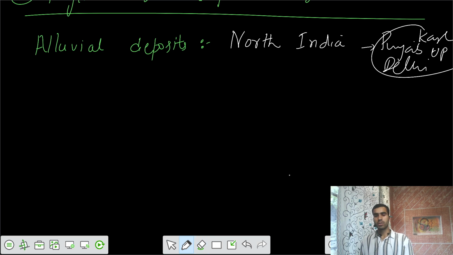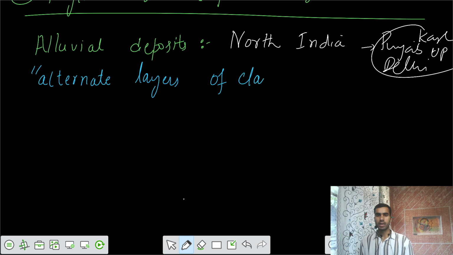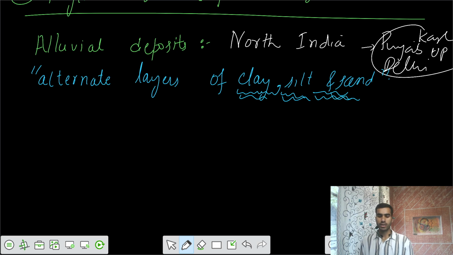So the soil deposits here are alluvial deposits, and they have a particular character: we have alternate layers of clay, silt, and sand. This is the character of those alluvial deposits, alternate layers of clay, silt, and sand.